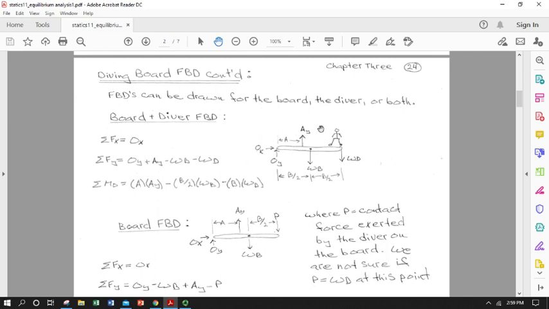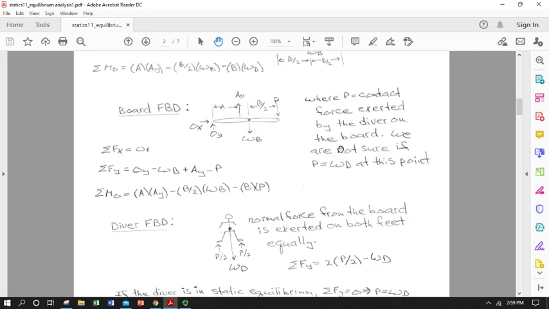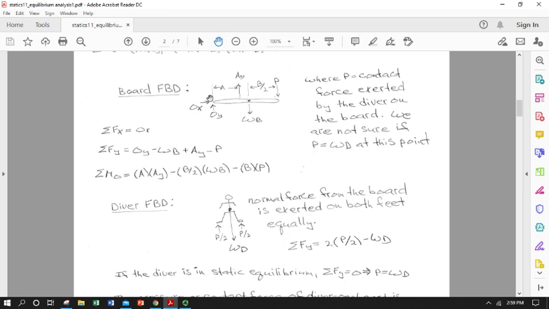So that's everything I can say about the board diver combo. I can't say anything about what's going on between the board and the diver. So if I wanted to do that, I would have to do a separate FBD for the board. So in that case, I would just sketch the board. I've got the same support reactions from the hinge and from that pin support, the fulcrum, the same position. I've got the board weight alone going downwards, and I have some force P coming from the diver.